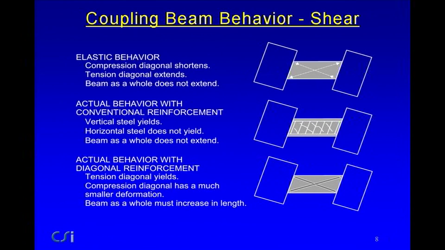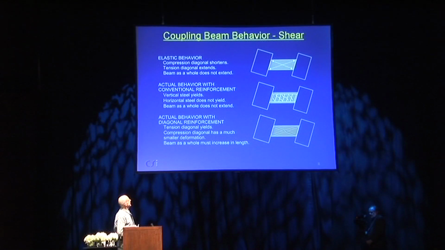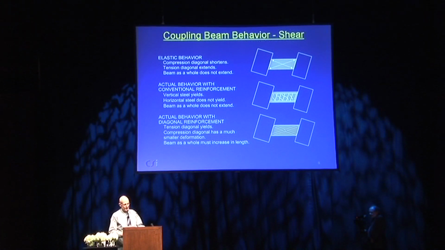If you look at shear, elastic behavior, a beam with conventional reinforcement and a beam with diagonal reinforcement. In the elastic behavior, you have a tension diagonal and a compression diagonal, and elastic analysis would say that the amount of stretching of the tension diagonal is the same as the amount of compression of the compression diagonal.